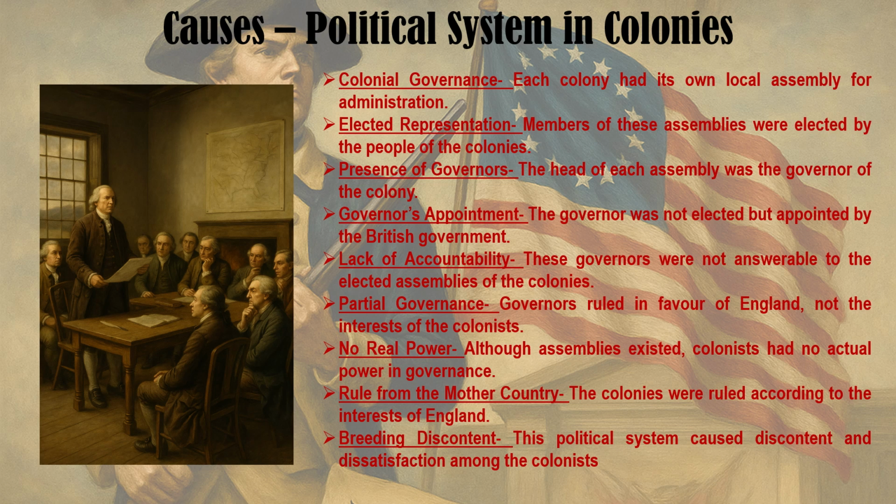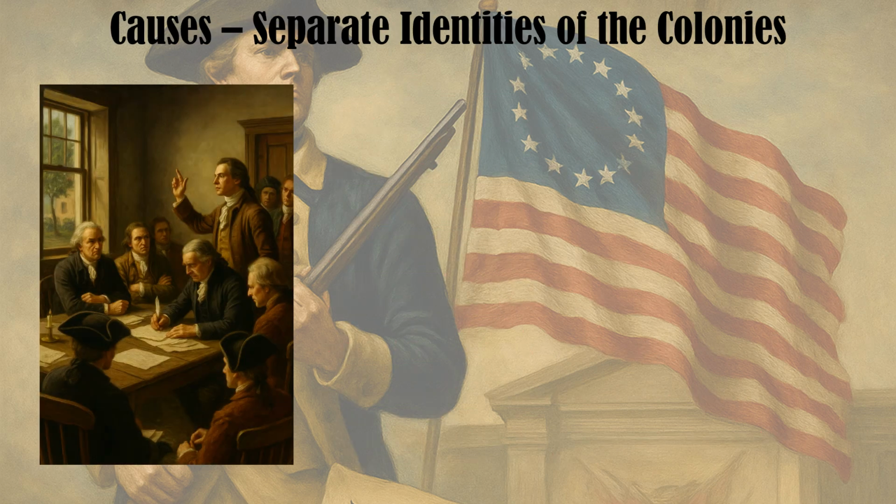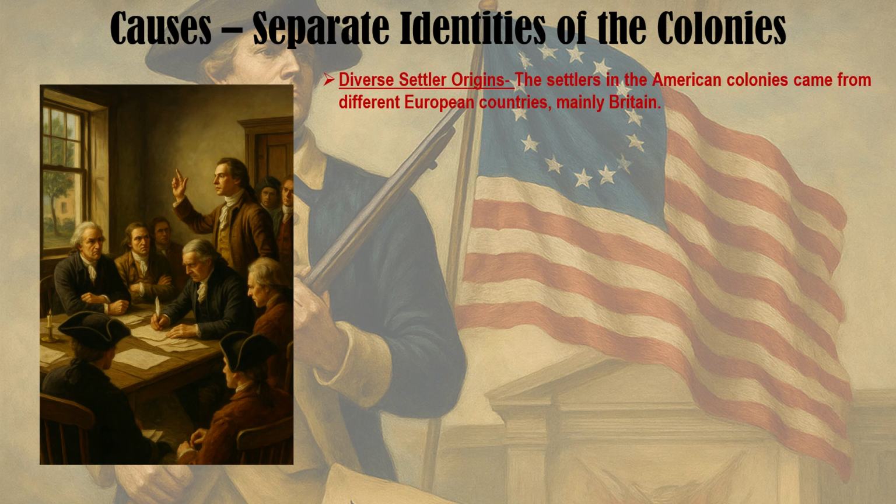So, when people are ruling you from outside, the people who do not care anything about your well being, then obviously you will be angry. And that same thing happened with the American colonies, which were under the governance of England. Separate identities of the colonists. So these colonies were culturally very different from the British people. So diverse settler origins. The settlers in the American colonies came from different European countries, mainly Britain. So the people who were living in America, they were not always British.